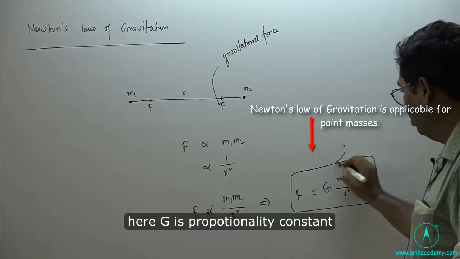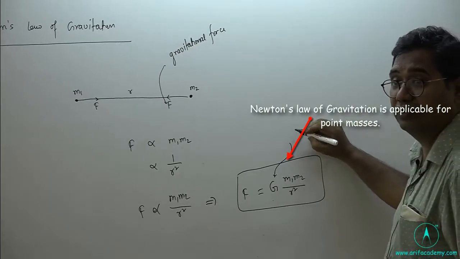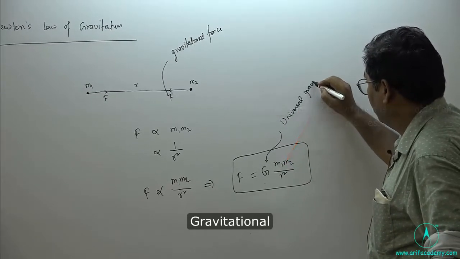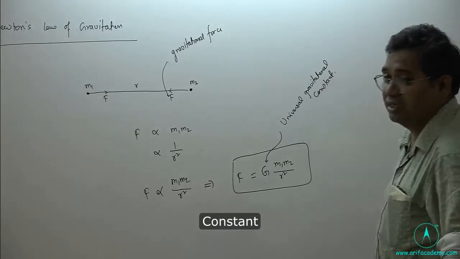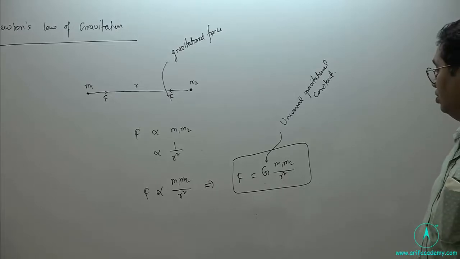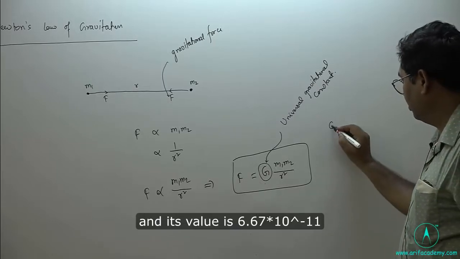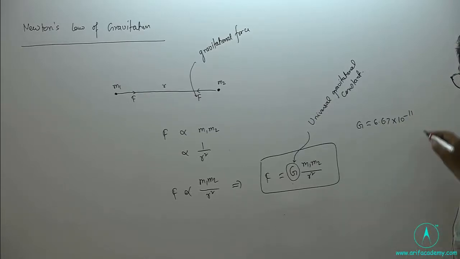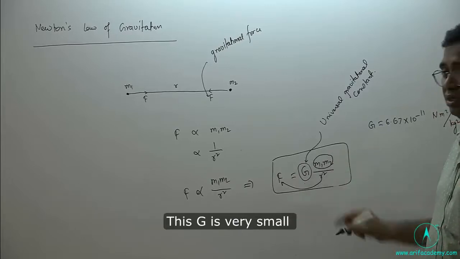Here capital G is a proportionality constant, which is called universal gravitational constant. So G is a constant and its value is 6.67 into 10 raised to power minus 11 Newton meter square upon kg square. Its unit can be obtained from this equation.